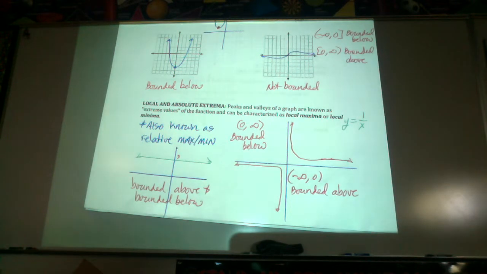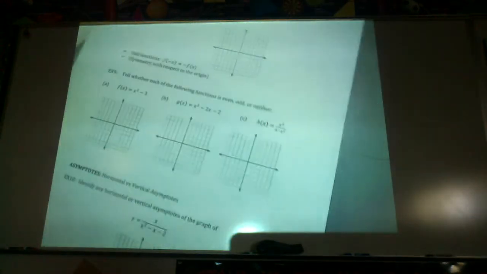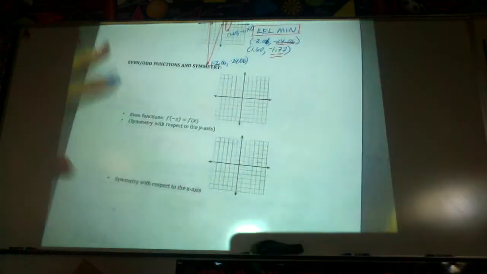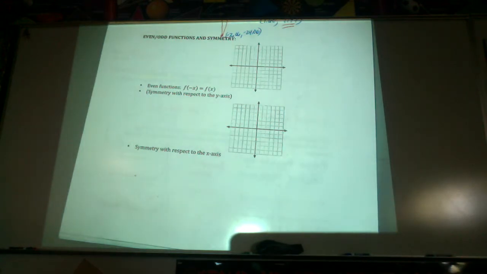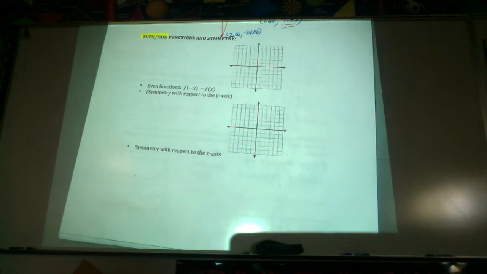So that's a weird thing. Okay, let's talk about, we got through and we did not get to the even and odd. Is that correct? Yes. Okay. So even versus odd functions. We can determine whether a function is even or odd based upon looking at the graph, looking at a table of values, or algebraically. So I'm going to show you all three.